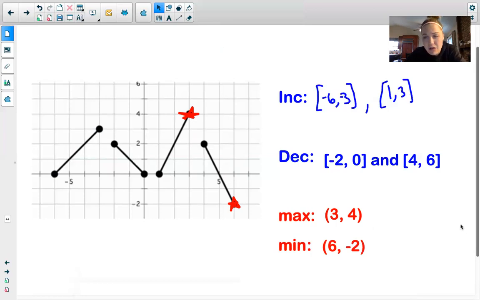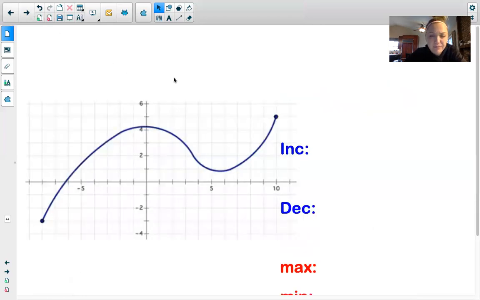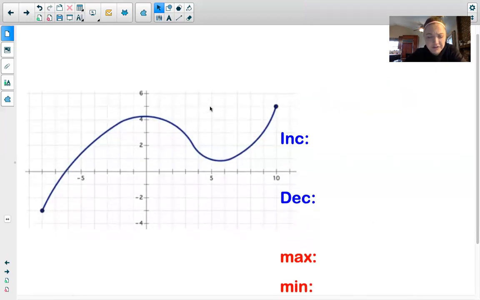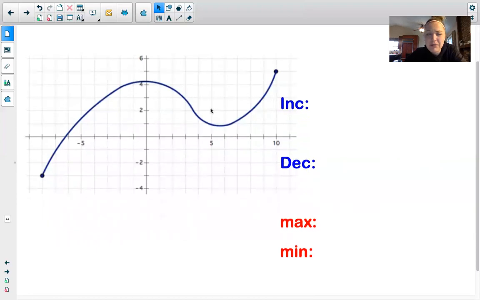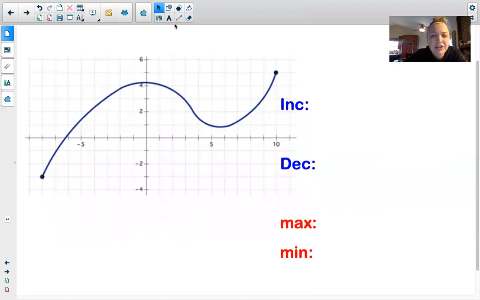Highest point, lowest point. Okay, let's look at another example. This one's curved. It seems kind of difficult, but I promise it's not going to be. So let's talk about increasing. We are going to draw in our pictures from before. So do you see how it goes uphill, uphill, uphill? Then it's like unknown zone up here, and then downhill, downhill, downhill, downhill, uphill, uphill, uphill.